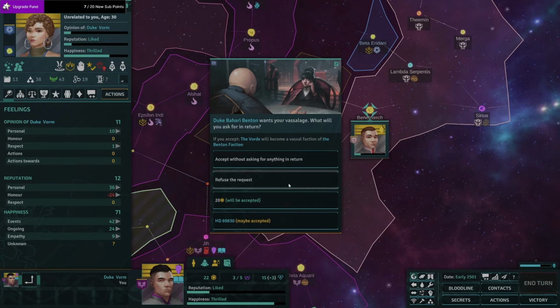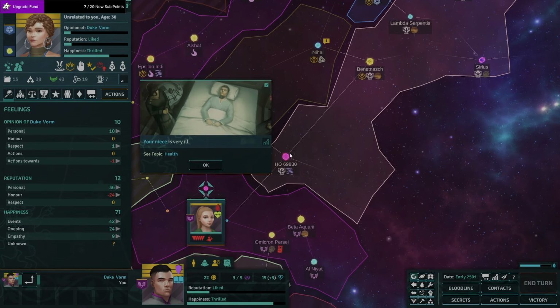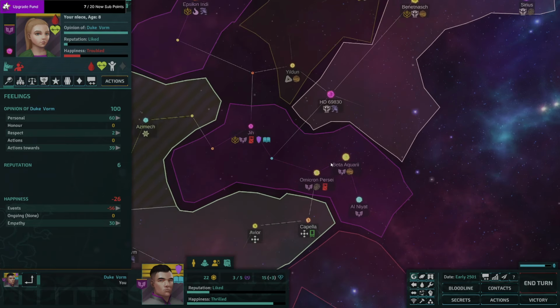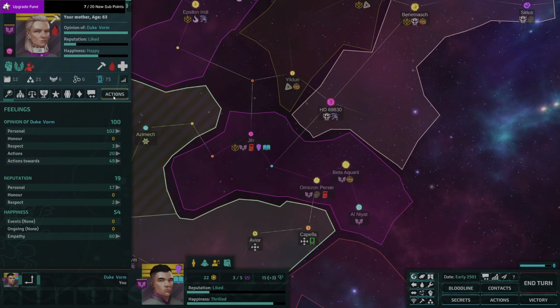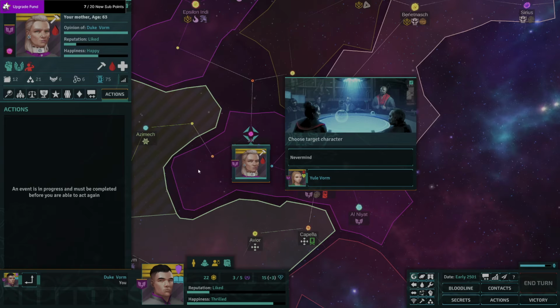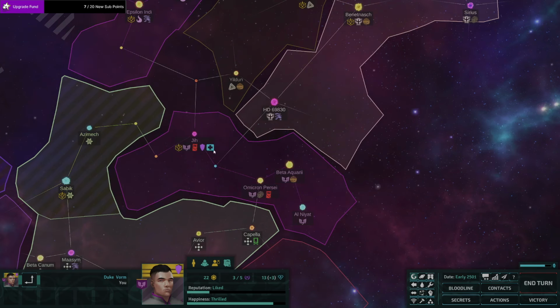Want your vassalage again? I'm going to refuse again. Keep making him unhappy. My niece is very ill. No. Not good. Maybe I'll have to switch my doctor, my tech mom, over to trying to help my 8-year-old niece. All right, let's go ahead and do that before I forget. Actions, provide medical attention to her. All right, so we've retasked her to provide medical attention.